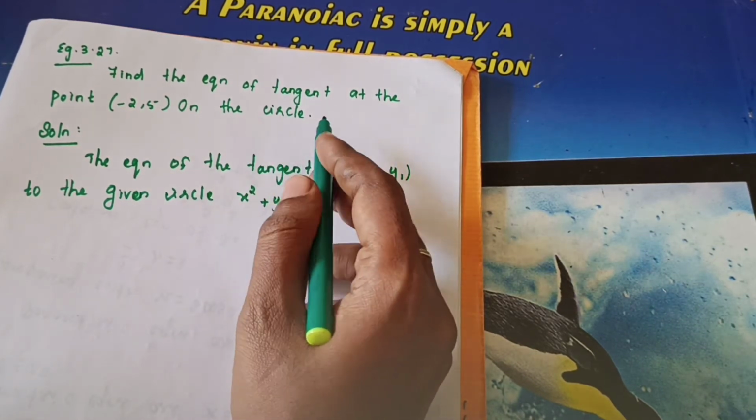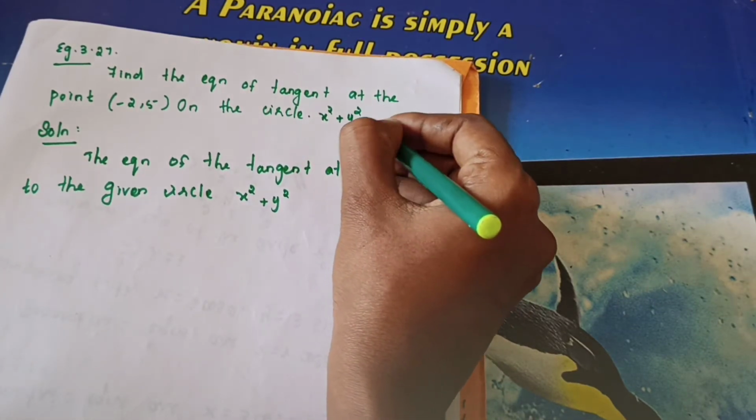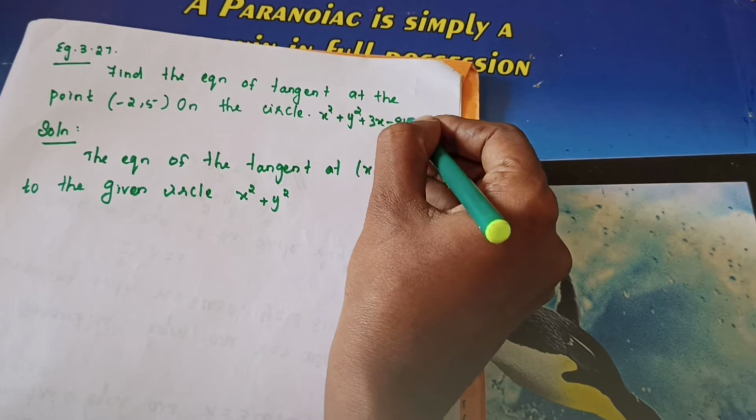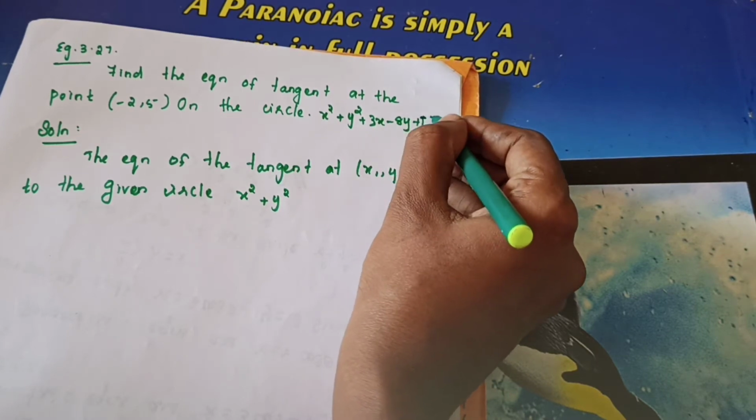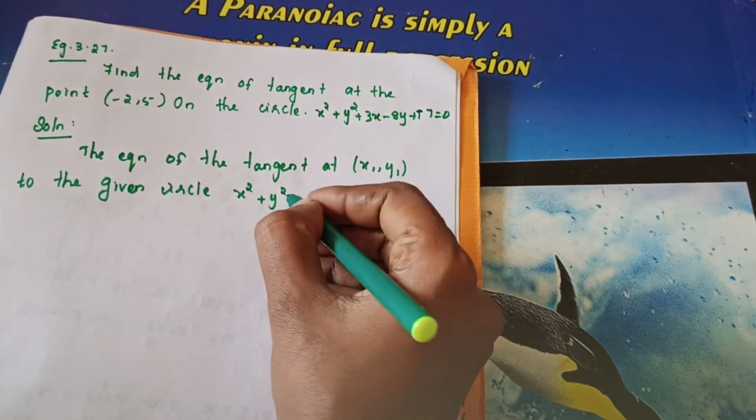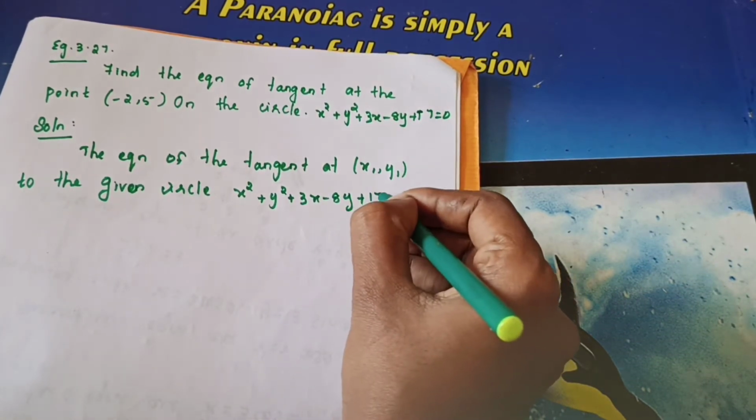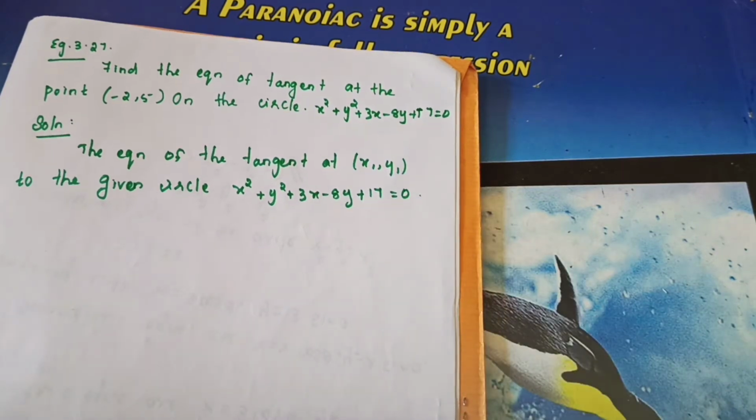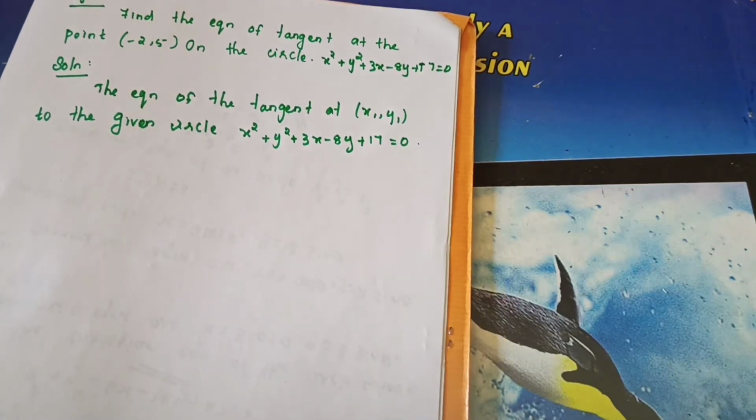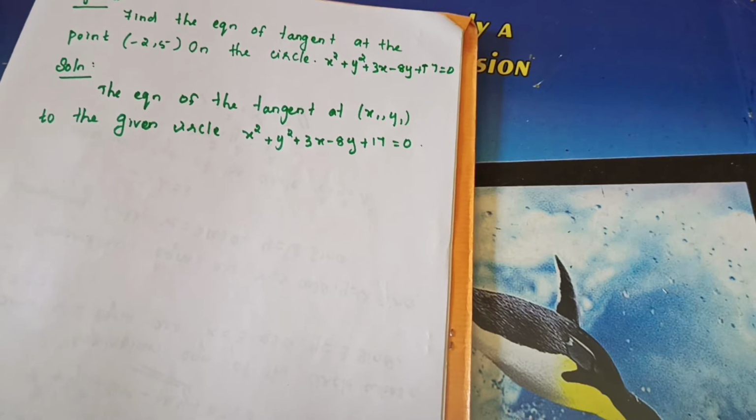Sorry, I forgot to write the equation here. x square plus y square plus 3x minus 8y plus 17 is equal to 0. Okay, this is the question. So write down that one here. Plus 3x minus 8y plus 17 is equal to 0. So how do we do it? In the place of x square and y square, how do you need to replace? I taught you just now.